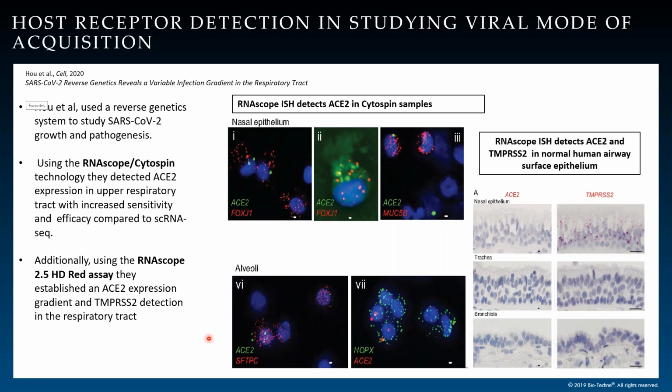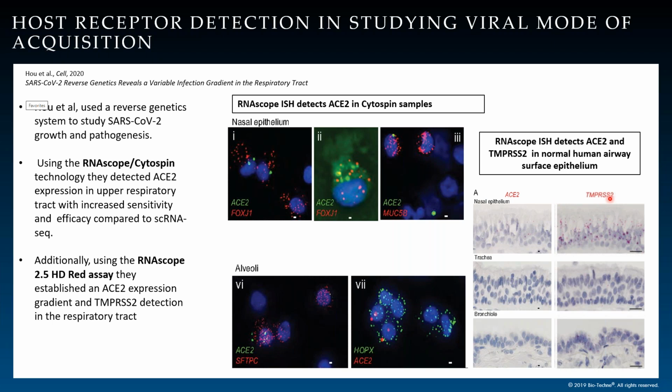And here's an example from one of the recent papers published in Cell, where they were studying the SARS-CoV-2 virus and showing the infectivity of this virus in host cell tissue. In this particular example, they have used the RNAscope multiplex and singleplex assay to study expression of host cell receptors like ACE2 and proteases like TMPRSS to show a gradient of expression of these markers in our respiratory tract. In this particular example, they have used cytospin samples to show expression of ACE2 receptor and co-localize it with other markers of the bronchi and other lung cells.